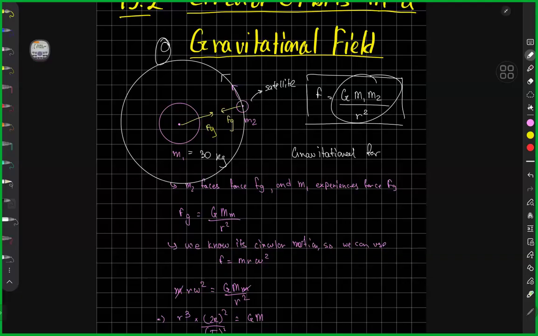But the question is, can I just put an object randomly in the sky and expect it to be in orbit? So let's say I put an object over here, far over here.